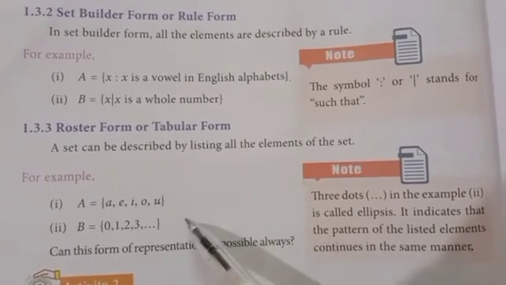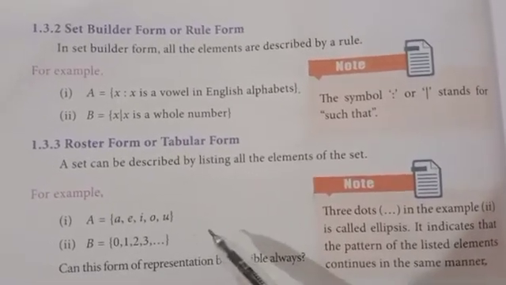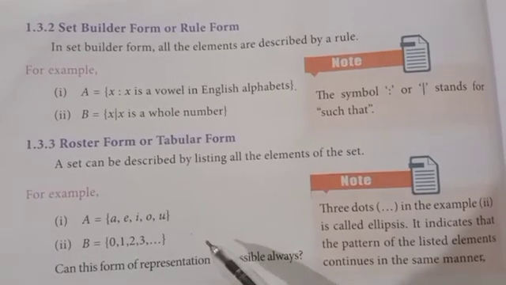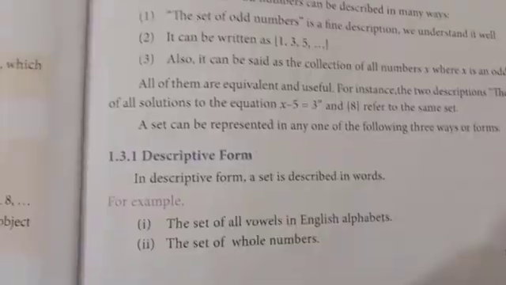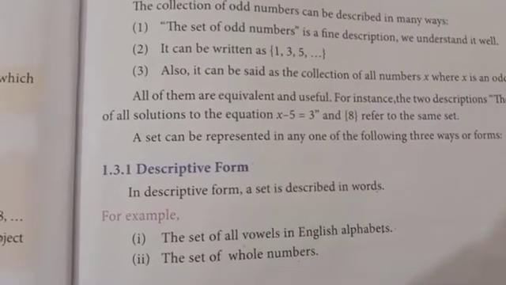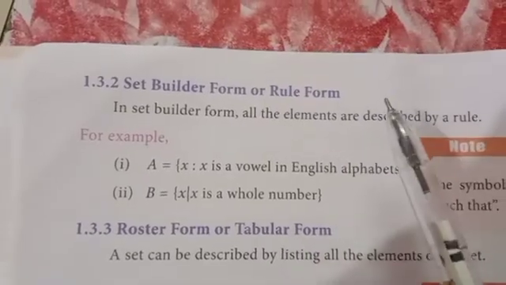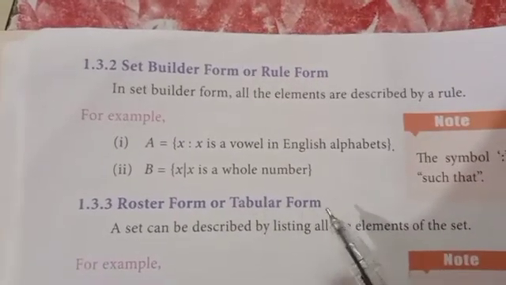Okay, students? What are the 3 representation forms? Yes, that is descriptive form, set builder form or rule form, and roster form or tabular form.